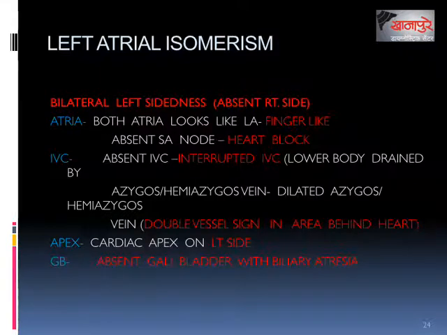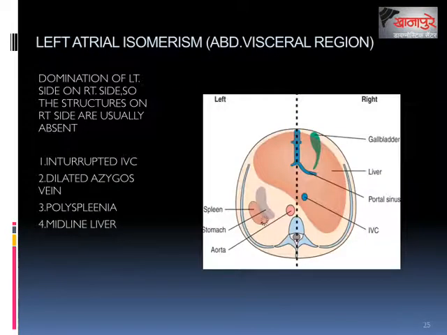As the right atrium is absent, the structures connected to and inside the right atrium are absent. So there is absence of inferior vena cava, called interrupted inferior vena cava, and absence of SA node, so there is heart block. Now we will see what is happening in the abdominal visceral region. As there is absence of the right side, that is dominance of the left side. Left-sided structures are dominant.